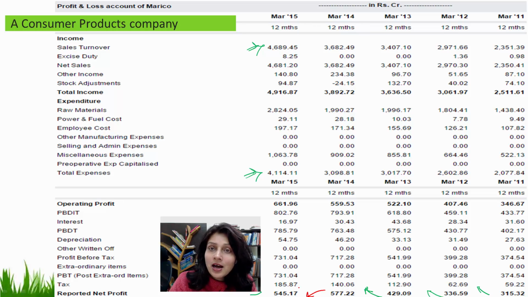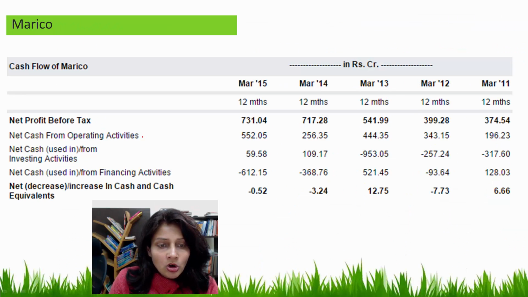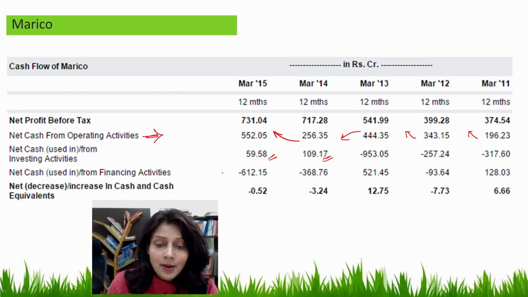Let's look on to see how the cash flow statement is doing. As you can see, the operating cash flows are increasing consistently over the past few years. They dipped in 2014, but again they came up in a big way in 2015. The company has also invested in new equipment in the past couple of years, as we had noticed in the balance sheet.